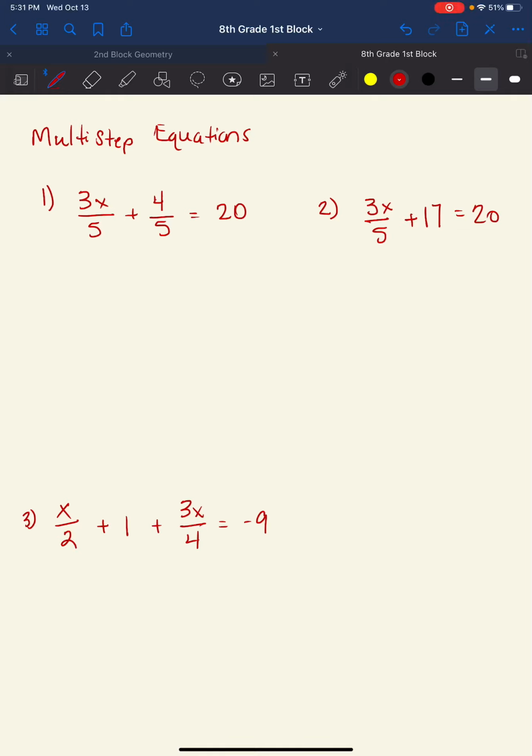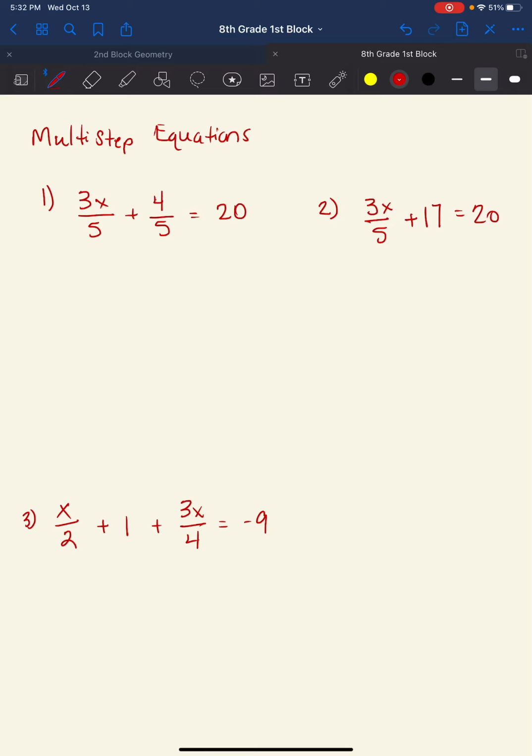Okay, guys, I want to talk about some multi-step equations here. The worksheet that you'll be getting possibly today or tomorrow will be on multi-step equations, and the one you'll get will have fractions on it. So I wanted to go over some things to do when you have fractions.